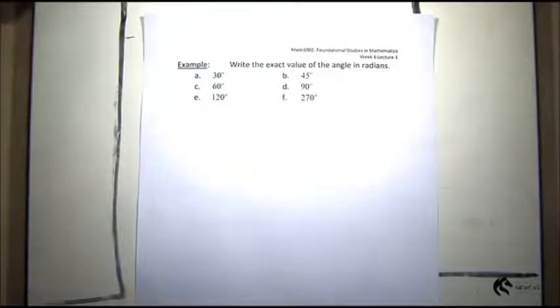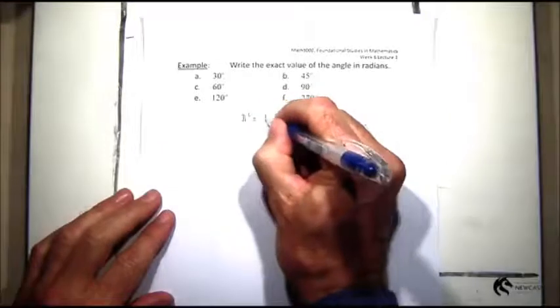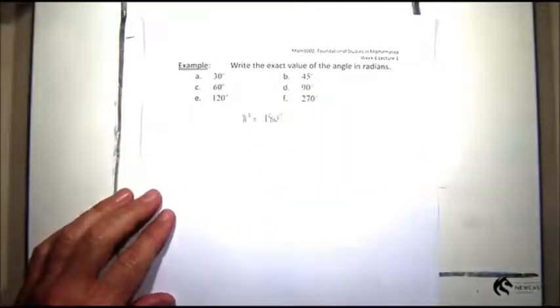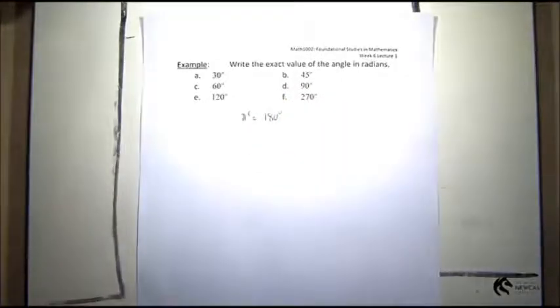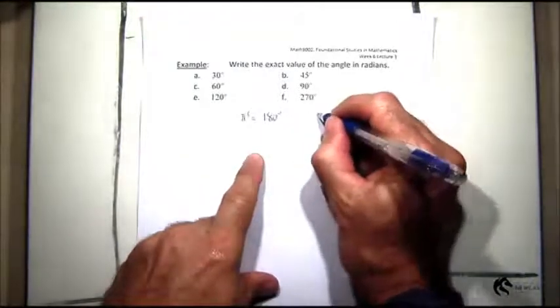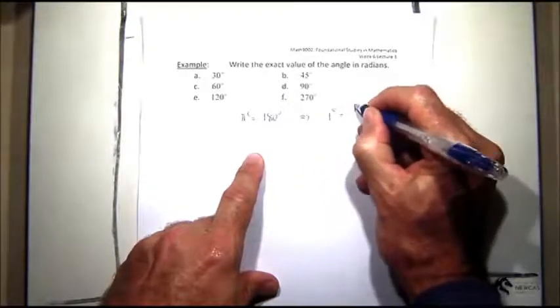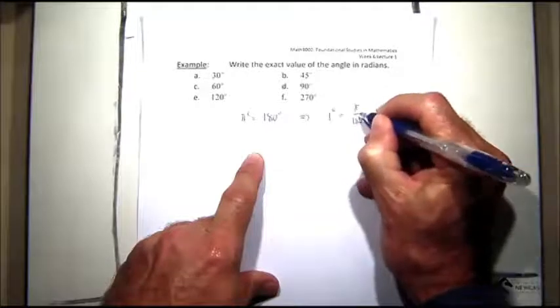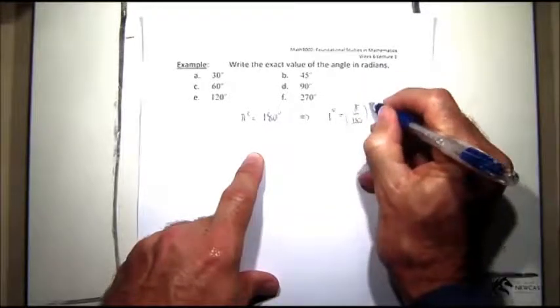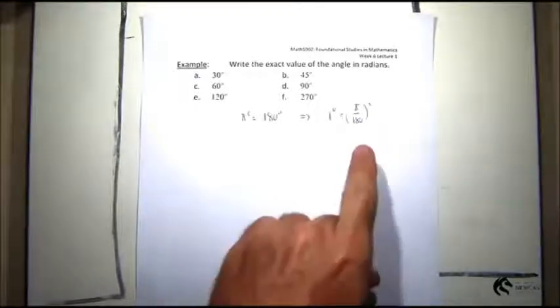So we start off with our standard thing. Pi radians is 180 degrees. Now, if I divide both sides by 180, that tells me that 1 degree is pi on 180 radians. And that's the exact conversion.